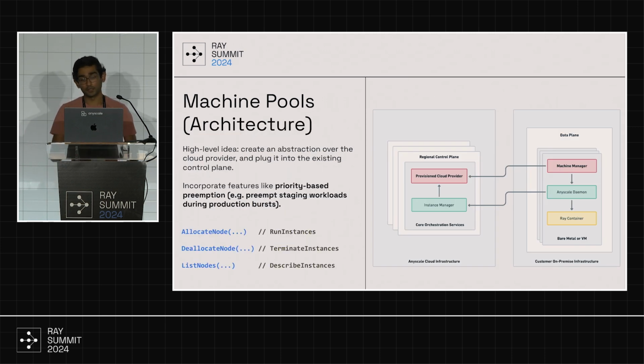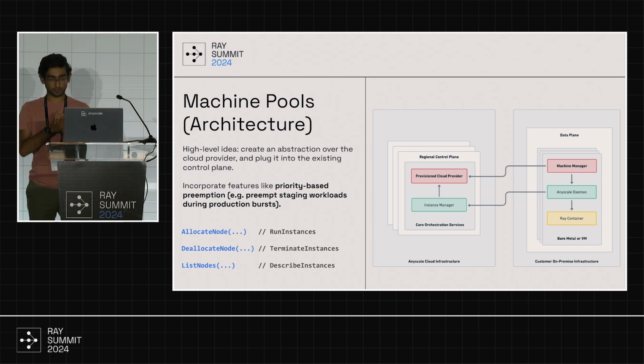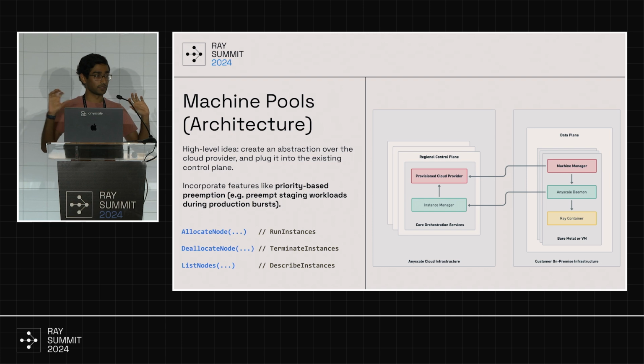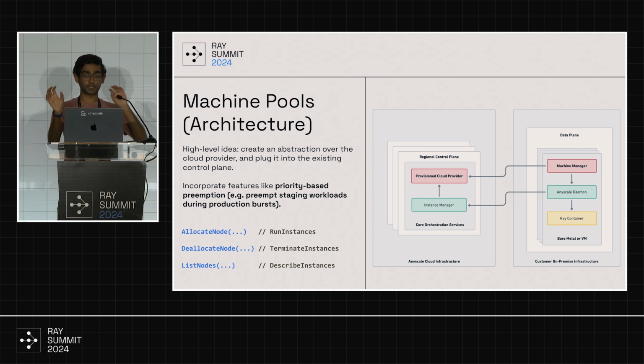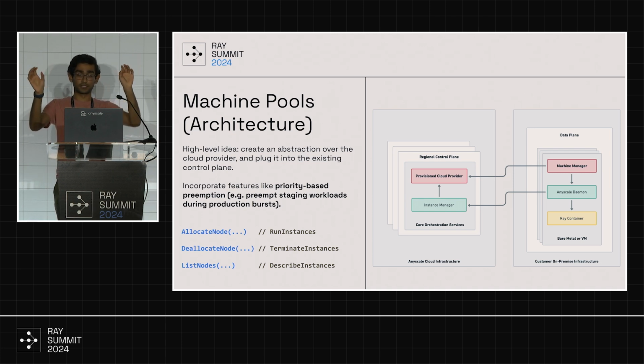And the way that we plug this into our existing architecture is relatively simple. We took the fundamental cloud APIs for VM management, which are create node, delete node, and list nodes, and created an abstraction over the physical bare metal machine that allowed us to implement these abstractions with our own management layer on top of the machine itself.